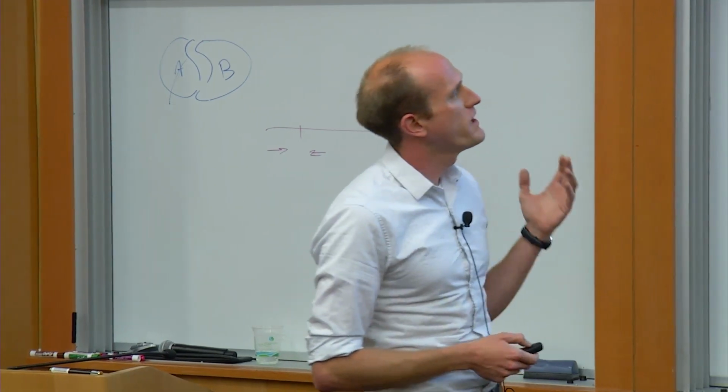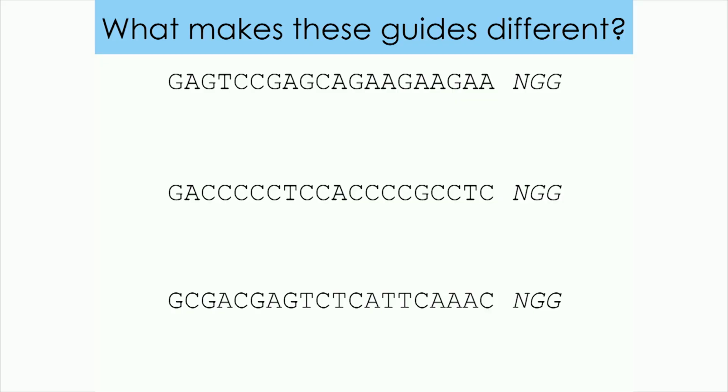So let's start off with one of the central problems that, if any of you have tried to do a cutting experiment or an inhibition experiment or anything like that, the field is currently facing right now. So here are a couple of guides, and these are going to be for SpCas9, pyogenes. They've got NGGs at the end. And just from looking at these, does anybody have any clue what makes these different, right? Are these different? Are they not different? Are they basically the same, right?